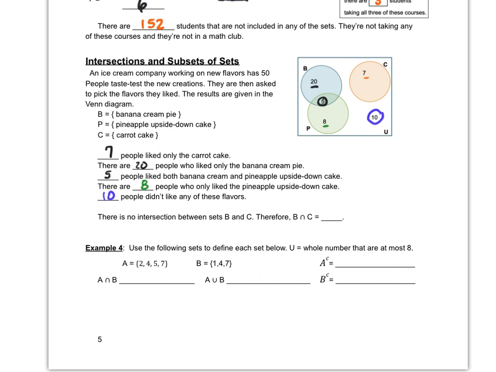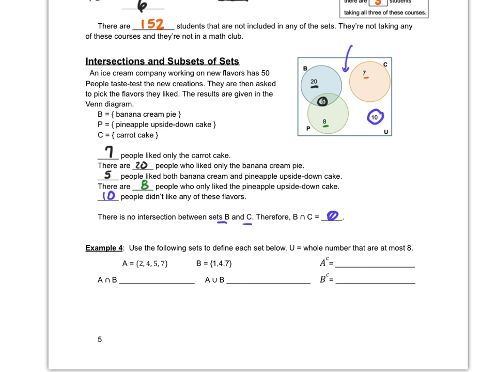There are no intersections between sets B and C. So right here, those circles, those sections don't overlap, so there is no value in the intersection of B and C. Or should I say that it's an empty set?